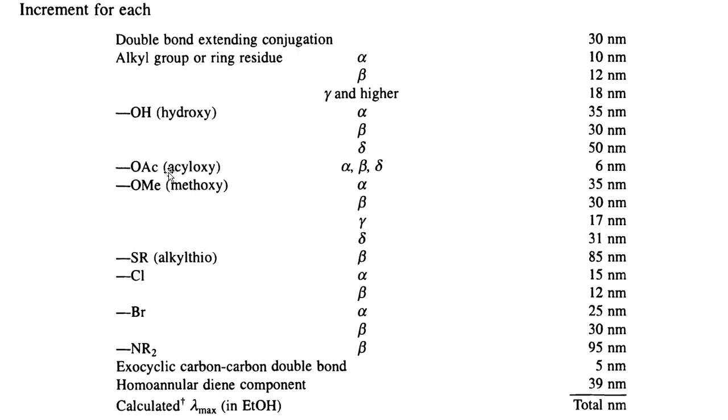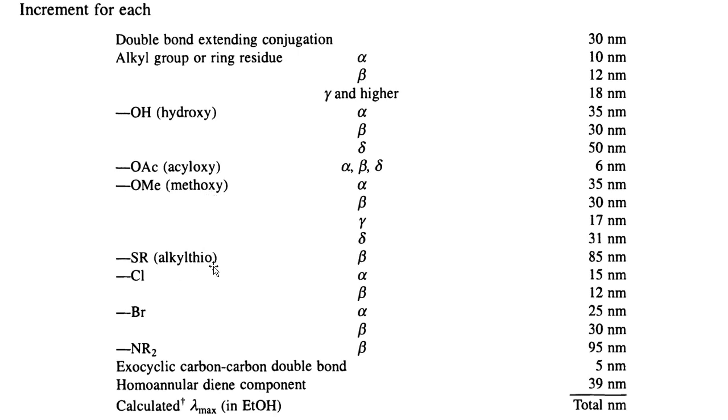Then acyloxy group at alpha, beta or delta position contributes 6 nanometer, while a methoxy group at the alpha position contributes 35 nanometer. At the beta position, it will contribute 30 nanometer. At the gamma position, it is 70 nanometer, whereas at the delta position, it is 31 nanometer. This is for the methoxy substituents.